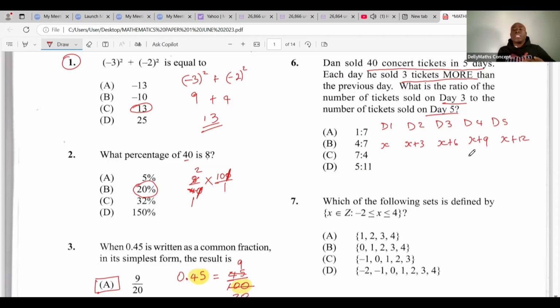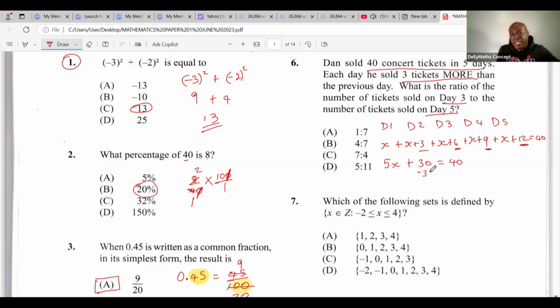Now, remember, we were told that the total number of tickets sold over the 5 days was 40. So I am going to add these. So if I add these 5 days, it results in 40 tickets that were sold. So basically, I'm solving just a regular algebraic equation where I'm going to put together my x's. So I'm going to have 1, 2, 3, 4, 5 x's. So I have 5x plus, and I'll be adding these numbers. 3 plus 6, that's 9, plus 9, that's 18, plus 12, that's 30. We have 30 there. So 5x plus 30 is equal to 40.